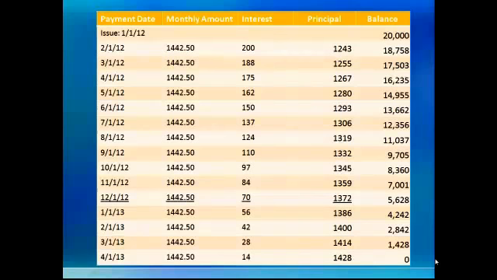Now, if you notice in this example here, in the beginning, the very first payment had $200 worth of interest. When you get down to the bottom, the last monthly payment, only $14 is interest. And so, likewise, the principal that you're reducing with the first payment is only $1,243. Even though you're making a $1,442 payment, only $1,243 is going to principal. By the end of the 15 months, on that last payment, almost all of it goes to principal, $1,428.